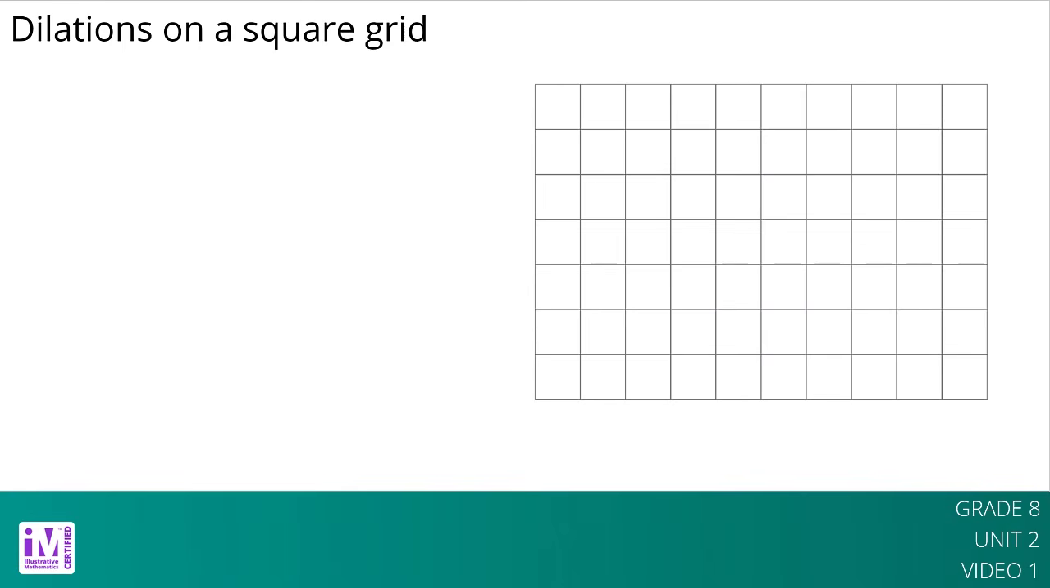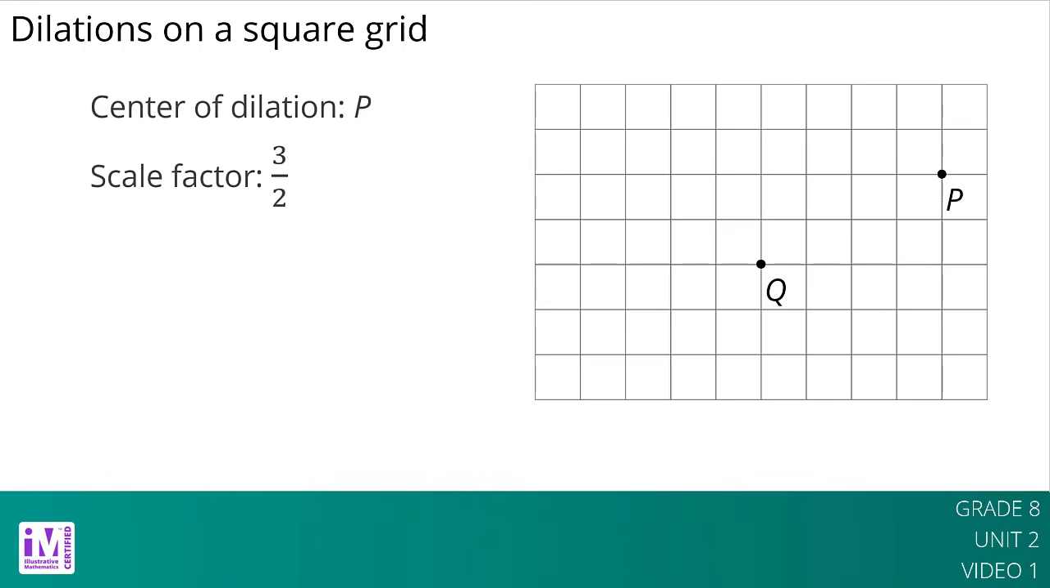Square grids can be useful for showing dilations. The grid is helpful, especially when the center of dilation and the points being dilated lie at grid points. Rather than using a ruler to measure the distance between the points, we can count grid units. For example, suppose we want to dilate point Q to point Q' with center of dilation P and scale factor 3/2. Earlier, we used a ray starting at the center of dilation to figure out the location of the image after the dilation. However, we can use a square grid to show a dilation as well.